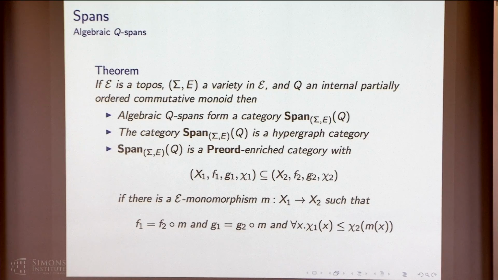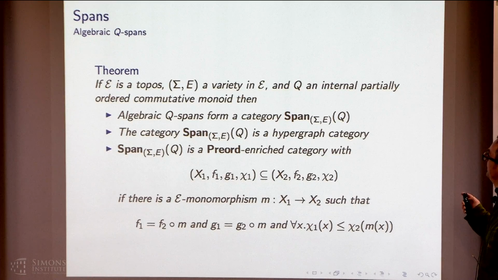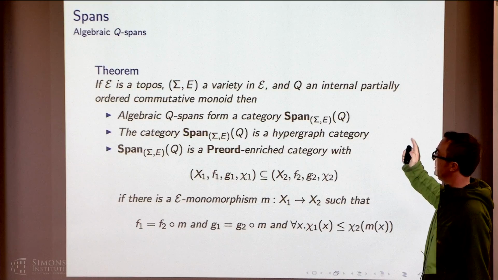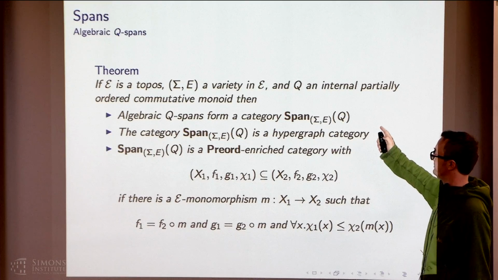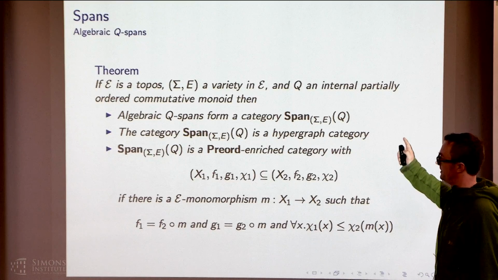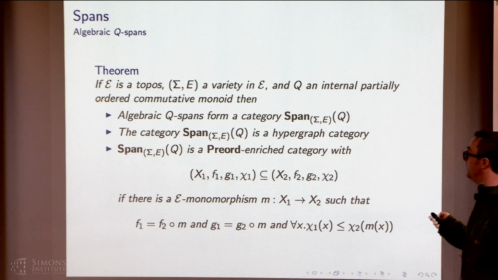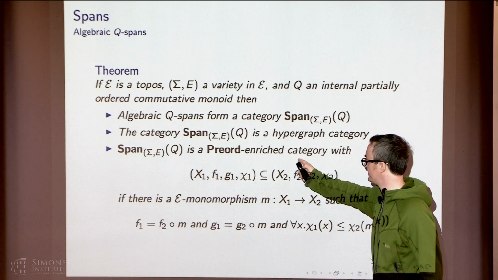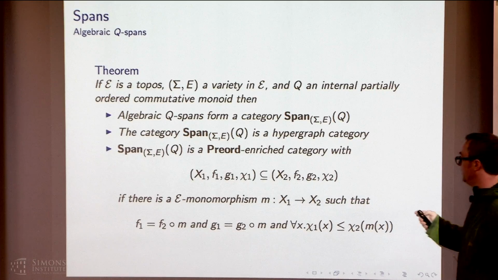Okay, so we get a second theorem now: if we have a topos and we have a variety within it, and we have Q, an internal partially ordered commutative monoid, then the algebraic Q-spans form a category as before. This category is a hypergraph category, so again, we're living in Brendan's world. And in this case, it's preorder enriched. I can't show that it's poset enriched. It seems to be preorder enriched with an ordering as follows.